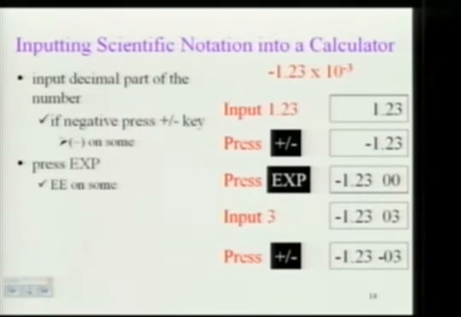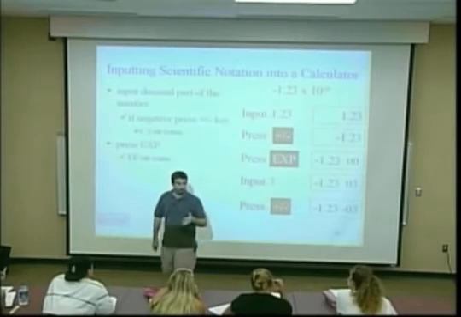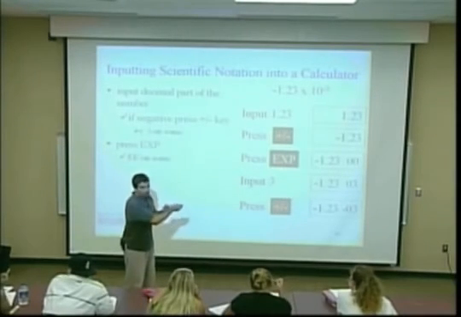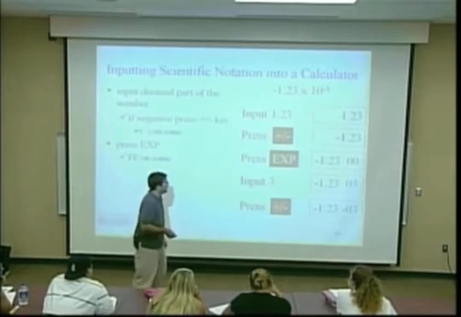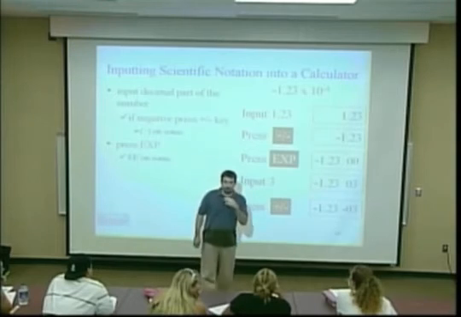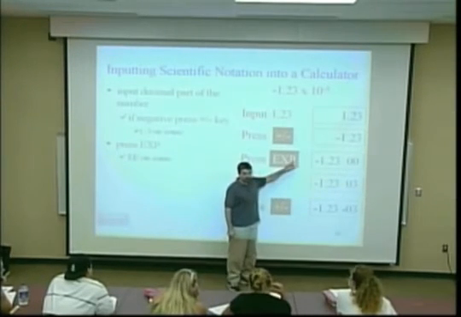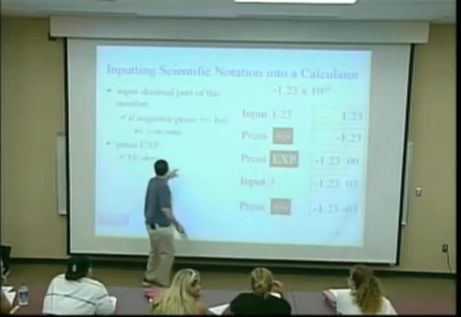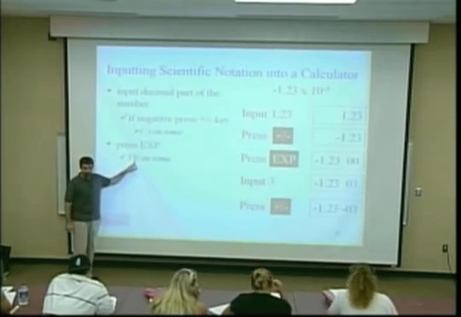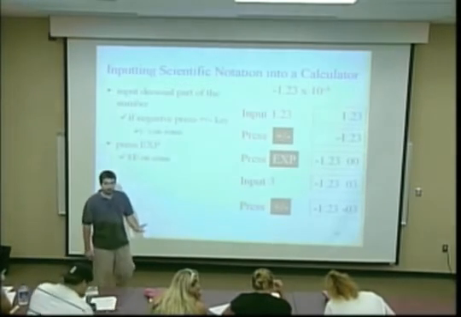Type in 1.23. You should have a toggle button that says positive, negative. Okay? Find that and then make it negative because that's what you're starting with up here. So negative 1.23. Now, you're looking for a button. This is what you need, a scientific calculator that has the button that says one of two things. Either EXP, find that, or it may say EE. It depends on what your calculator is. What that means is exponential notation.